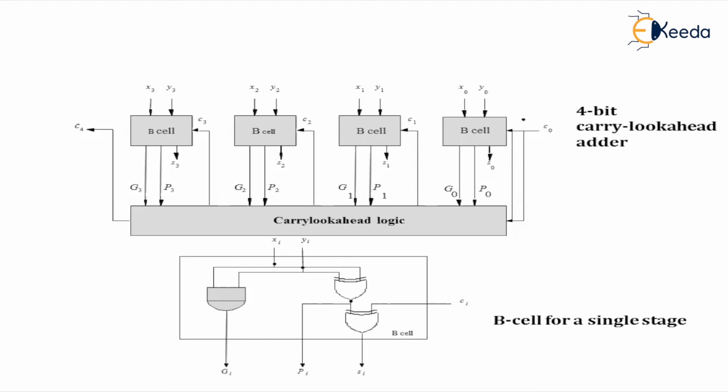Now, carry look ahead logic uses the concept of generating and propagating carries. The addition of one digit inputs A and B is set to generate if the addition always carries, regardless of whether there is an input carry and so on. So here you have the different gates that are interconnected. If you look into a B cell for a single stage, you have the AND gate directly linked with the XOR gate. The AND gate generates the output, and the XOR gate generates the propagate or the sum.